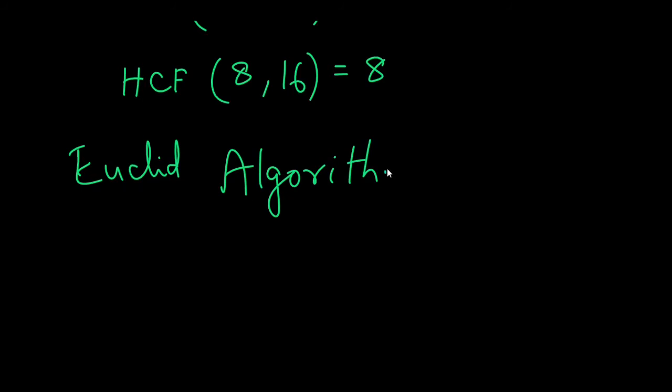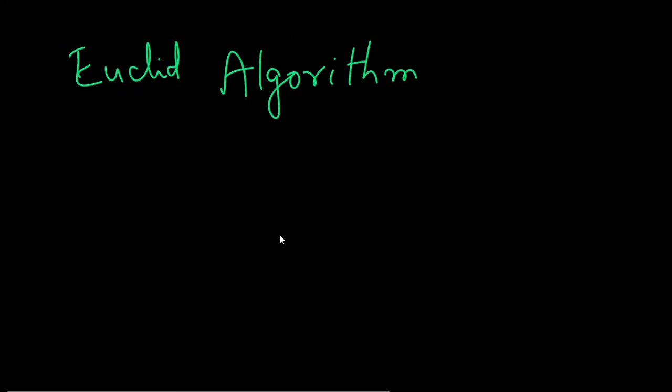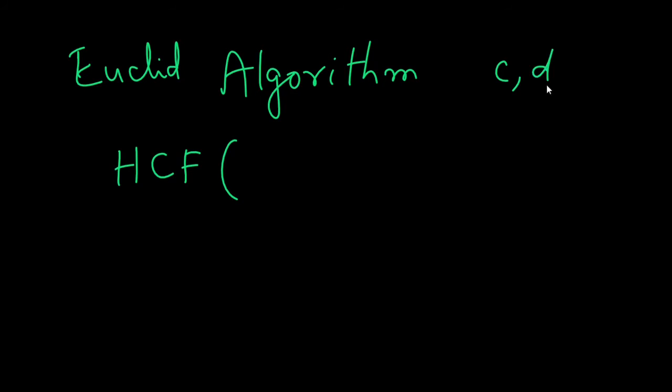Euclid algorithm. So Euclid algorithm uses here HCF of, let us say, CD. In textbook he has given CD instead of AB. So let us say we want to find HCF of C and D. Apply Euclid's division lemma here. Say C is greater than D. C is equal to DQ plus R.